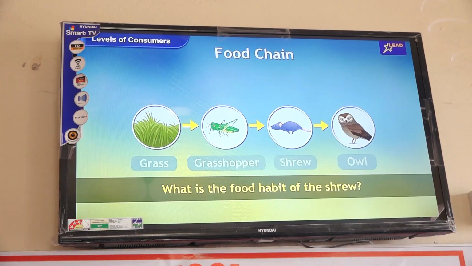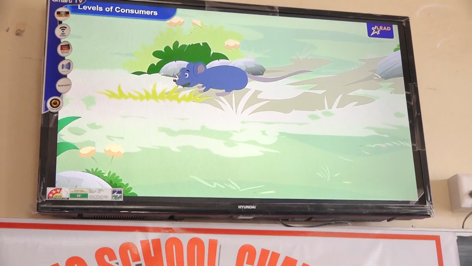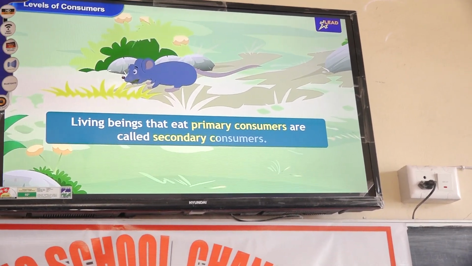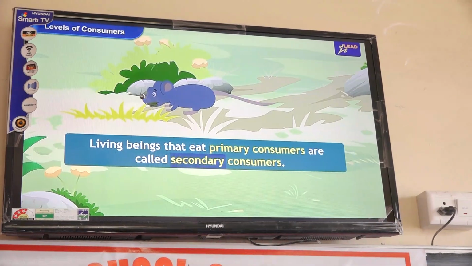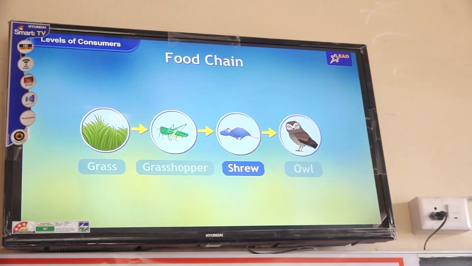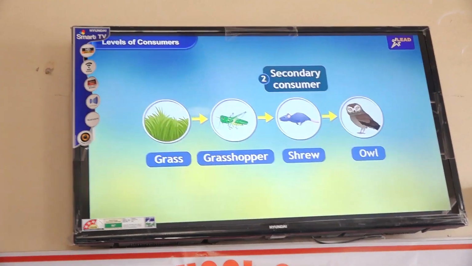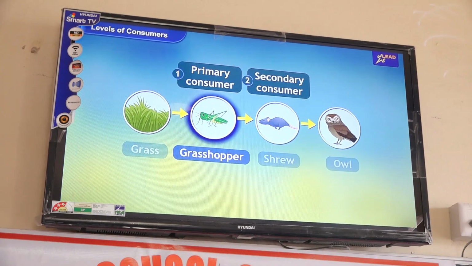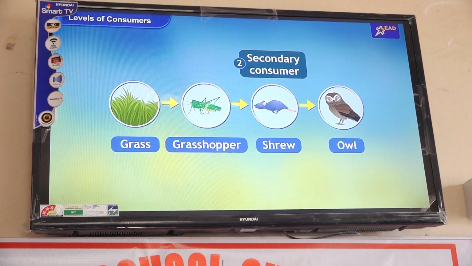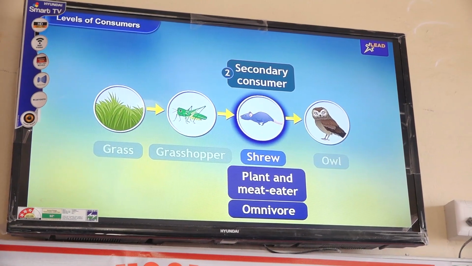What do you think is the food habit of the shrew? It consumes grasshoppers. Living beings that eat primary consumers are called secondary consumers. Secondary means second in order. They are the second consumers in the food chain. Many secondary consumers eat primary consumers as well as plants. Hence, they are plant and meat eaters. They are known as omnivores.